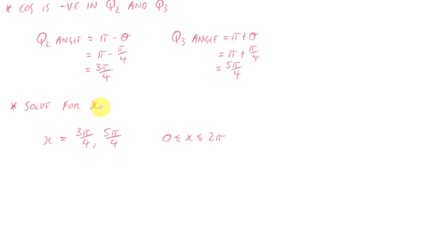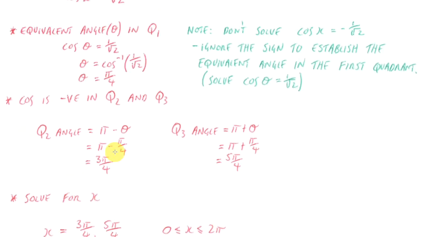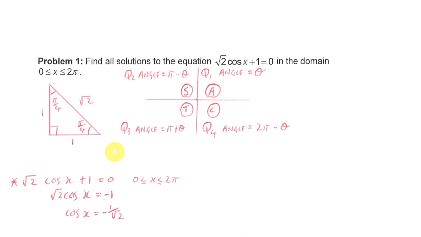So now it's time to solve for x. We write down the solutions for one forward revolution of the unit circle, and if need be, we can add multiples of 2 pi to it and subtract multiples of 2 pi. But for us in this particular question, because of this domain restriction, I don't need to do that. So these are my solutions which satisfy the equation that was originally given at the beginning.